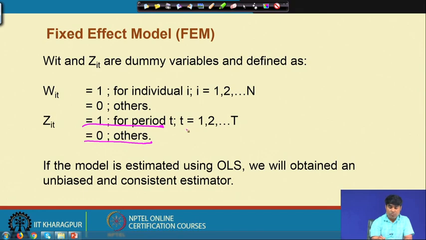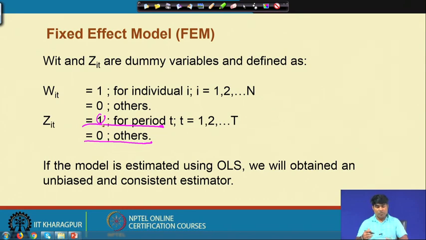So, for instance, if you consider t equal to 1, for the time period 1, the effect will be 1, and for the other time periods the effect will be 0. Like this we actually have extensions. That means the simple model can be extended with lots of dummy variables by the help of the cross sectional impact and the time series impact.